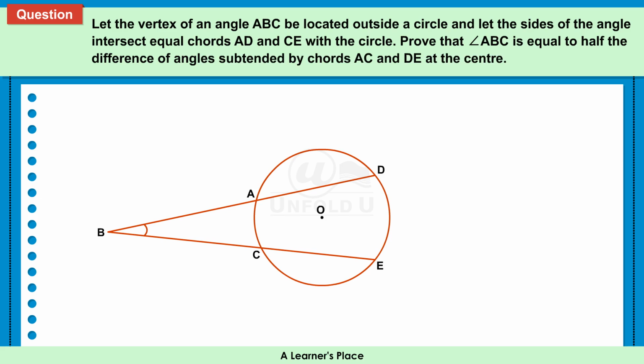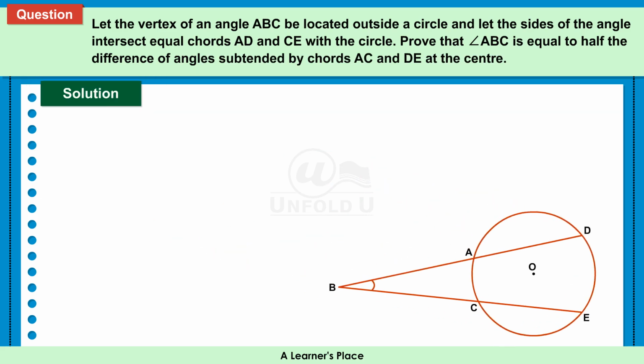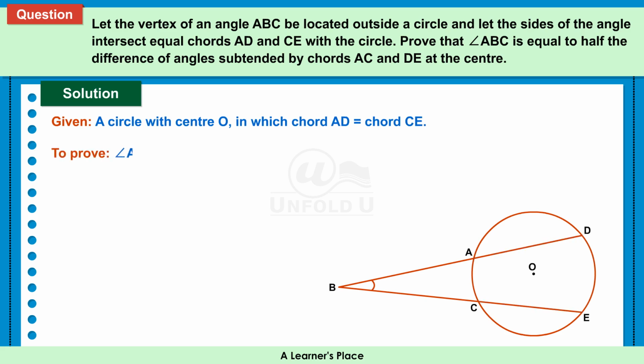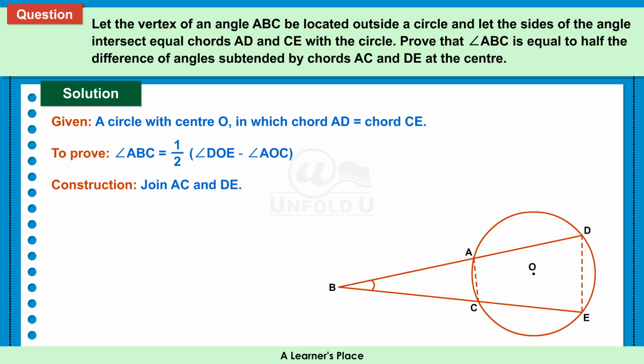Solution. Given a circle with center O in which chord AD is equal to chord CE, and we have to prove that angle ABC is equal to half of angle DOE minus angle AOC. Construction. Join AC and DE.